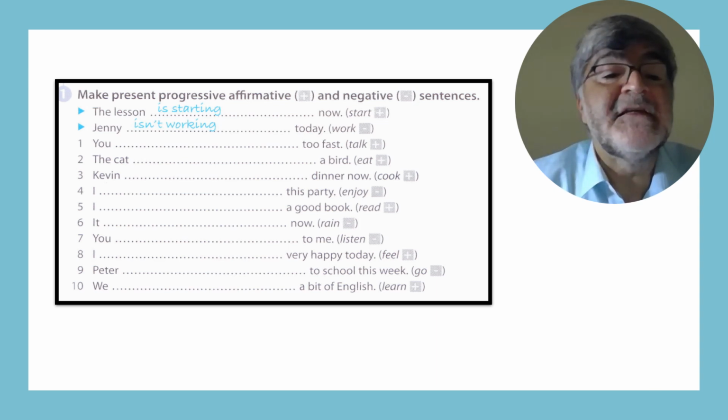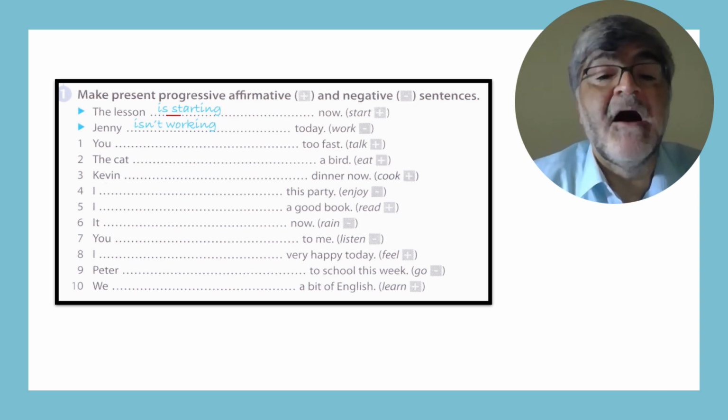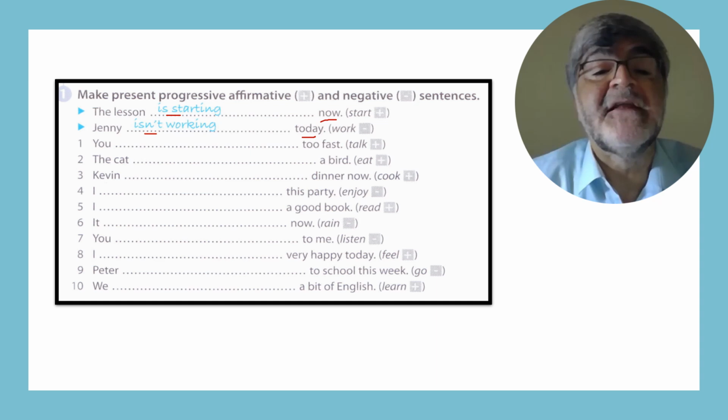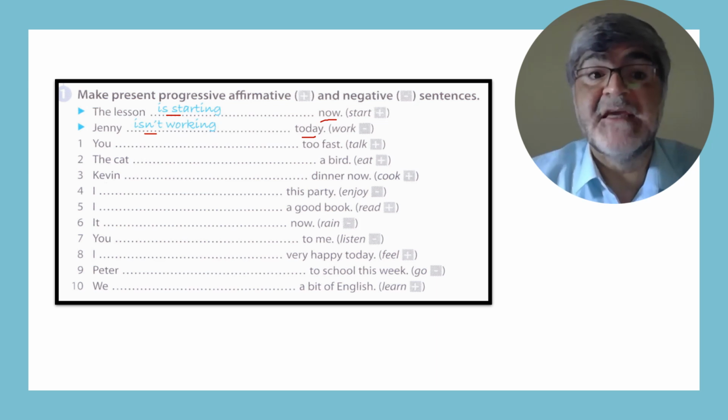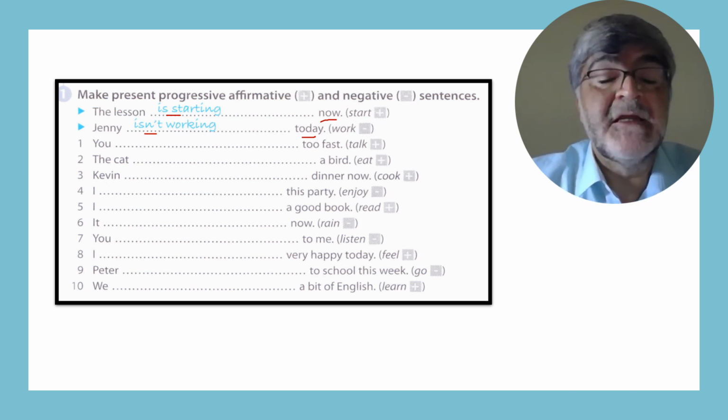The lesson is starting now. You see, the lesson is starting now. Jenny isn't working today. This is negative form. And number one, you do number one. Okay, I post the video. You can post the video yourself and then do the rest of the exercises. Then check it with me. I will answer some of them randomly so that you can check your answers.